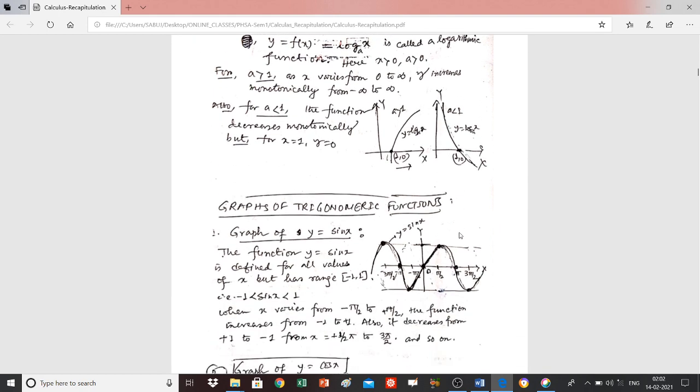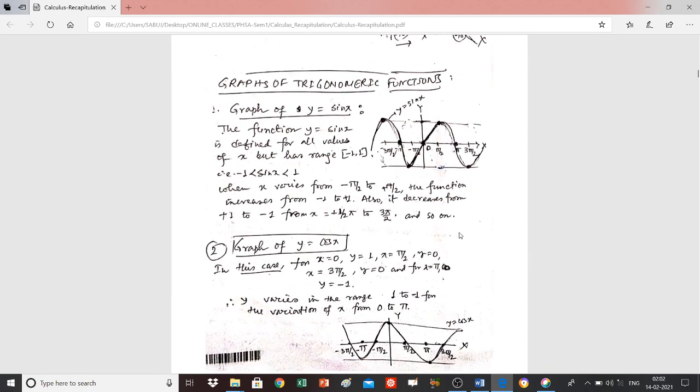Just go through this. And now the graph of trigonometric functions. For example, the first one is y is equal to sine x. To plot y equal to sine x, you know that for x equal to 0, y is equal to 0. For x equal to pi by 2, y is equal to 1. And for x equal to 3 pi by 2, it is again minus 1.